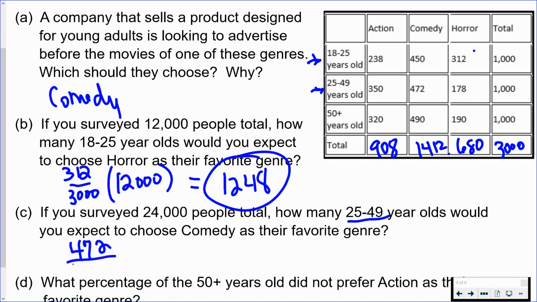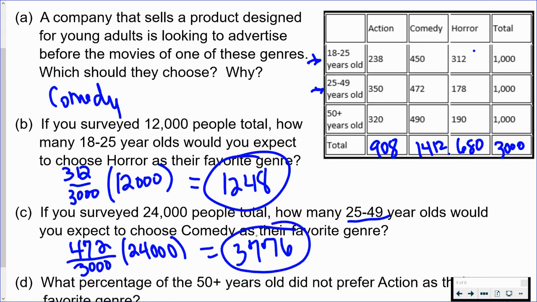Okay, so 472 out of our total 3,000, and they're going to survey 24,000 people. So let's multiply 472 divided by 3,000 times 24,000, and that's going to give us 3,776 people. Okay, that's how many we could expect to be 25 to 49-year-olds that choose comedy.